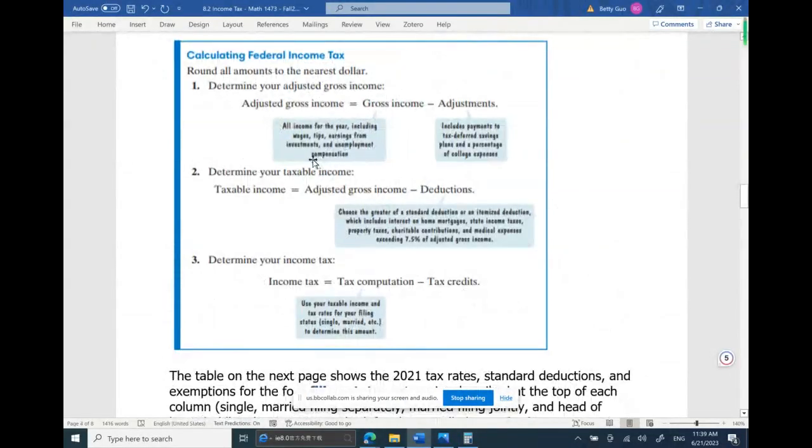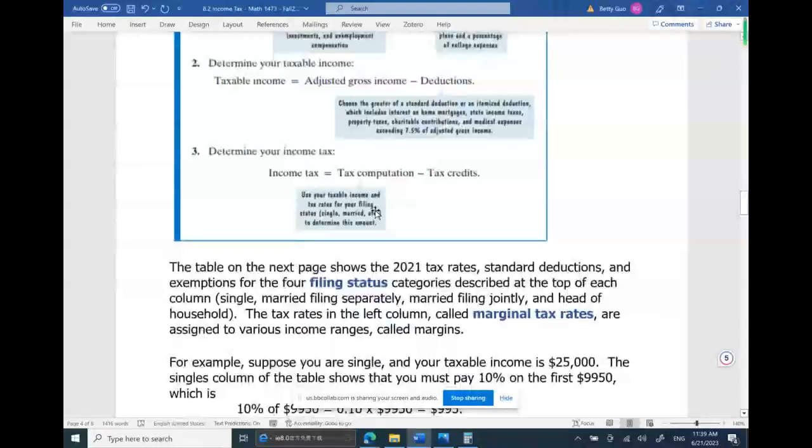And this table gives you the process or procedure of calculating your income tax. I have the same thing in my table note.